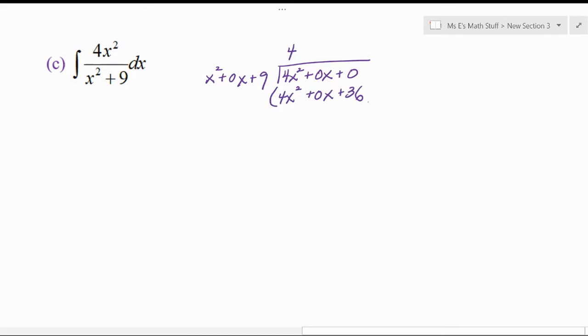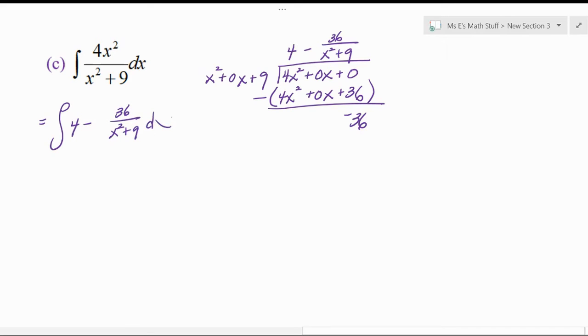And then subtract the whole row, and you'd be left with negative 36. And then there we've got it, mixed fraction form. So we could think of this integral as the integral of 4 minus 36 over x squared plus 9 dx, like so. And then split it into two integrals. Since integration distributes over addition and subtraction, you could think of this as 4x. And then on the second integral, here, I'll write it for a second.